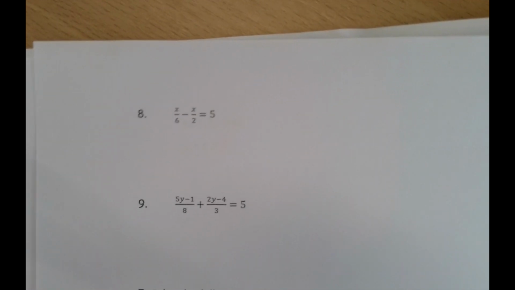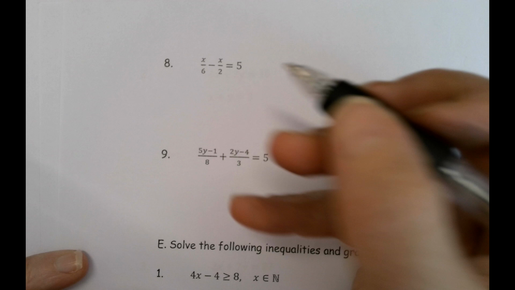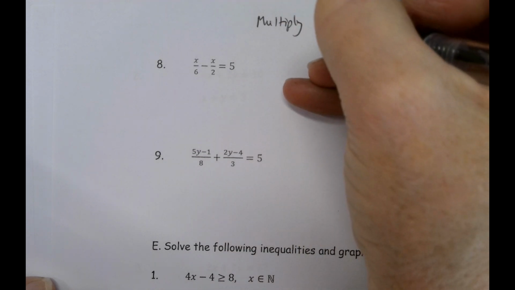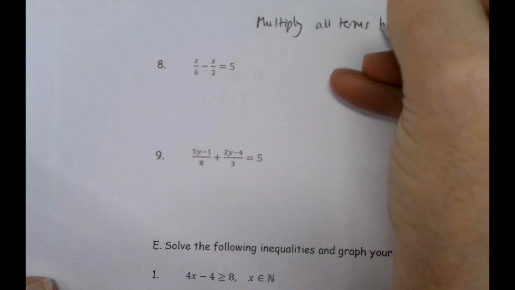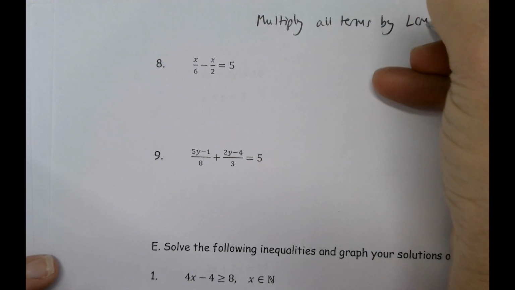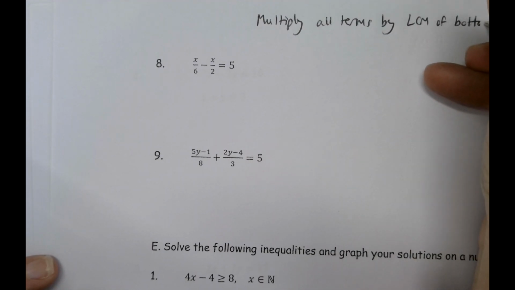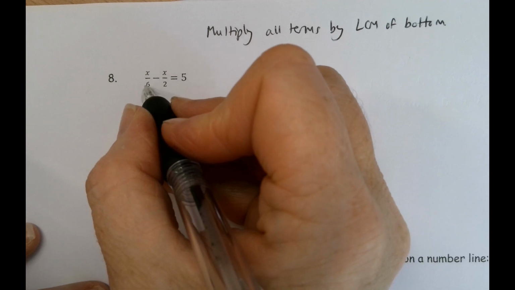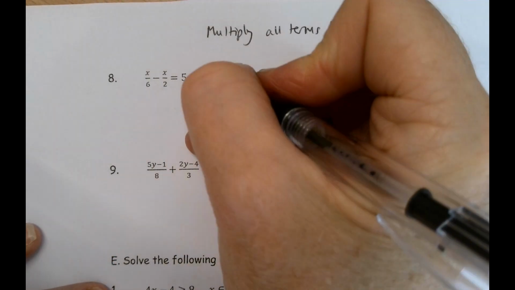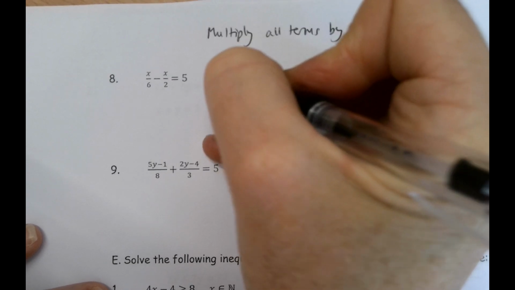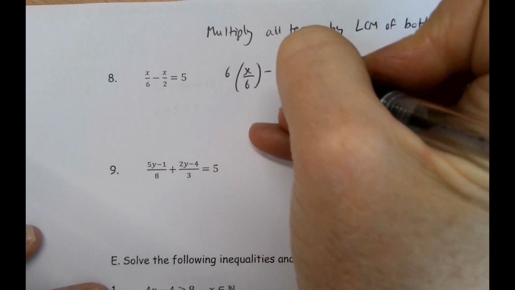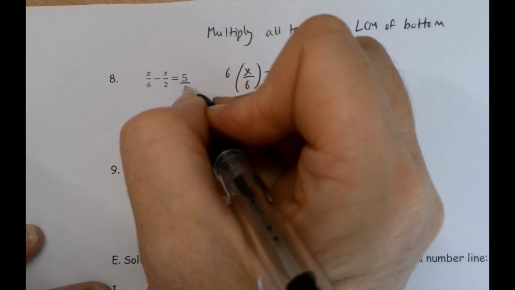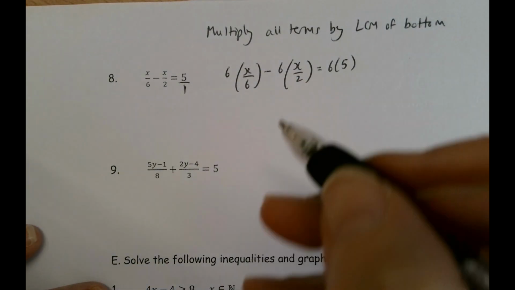Okay, now fractions in equations, really not very nice. The easiest way to deal with it is to multiply all the terms by the LCM of the bottom, so the common denominator. So a number that will get rid of all those fractions. So if I multiplied everything by 6, let's see what happens. So 6 by x over 6 minus 6 by x over 2 is equal to 6 by 5. See, I have to multiply that 5. It's kind of over 1. So I've got to multiply it by 6 as well.